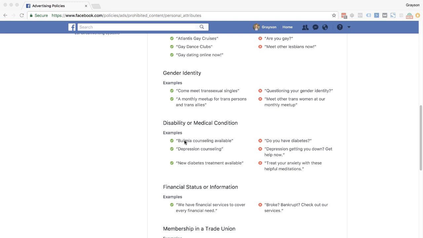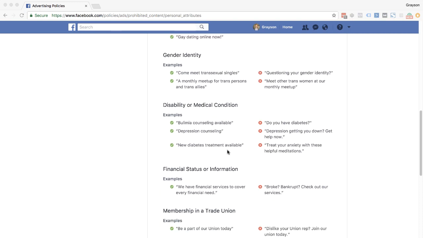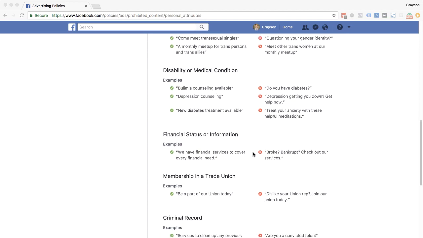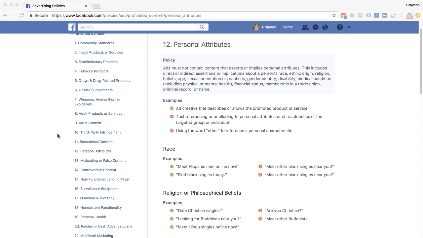So you can see here that where it says bulimia counseling available, that would be approved, but saying, do you have diabetes? Not approved. Depression counseling. Yep, that's fine. But depression getting you down, get help now. So you can see it's almost like they're saying the same thing, but they're just slightly changing how they're doing it, and it's changing whether it gets approved or not. So some of these can be a little bit frustrating because you can feel like you're saying the exact same thing that they are, but for whatever reason, there's a small nuance that's causing it to get kicked out. So that's number 12. 13 is misleading or false content.